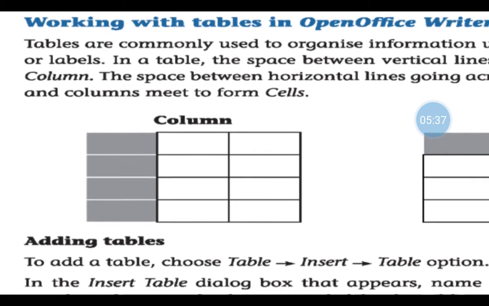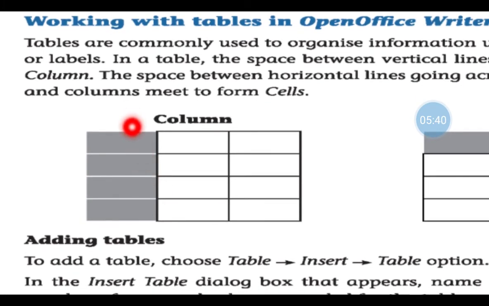Here, these are the vertical lines. These are the vertical lines, right? This one and this one, these three are the vertical lines. These vertical lines we will call columns in our table. And rows, these are the horizontal lines. These horizontal lines we will call rows. Here there are three columns: 1, 2 and 3.